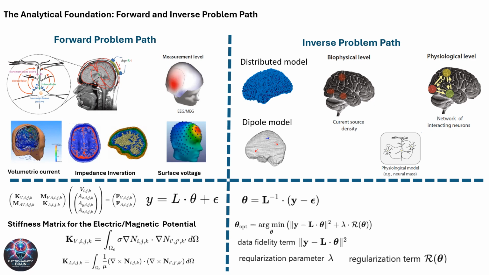At the biophysical level, the inverse path estimates current source densities, while at the physiological level, it models the interactions between neural populations like neural mass models. To ensure accuracy and stability, the optimization framework integrates a data fidelity term, which minimizes the error between modeled and observed signals, and a regularization term, which constrains the solution space. Together, the forward and inverse problem paths form the backbone of neuroimaging, enabling precise and interpretable reconstructions of brain activity.